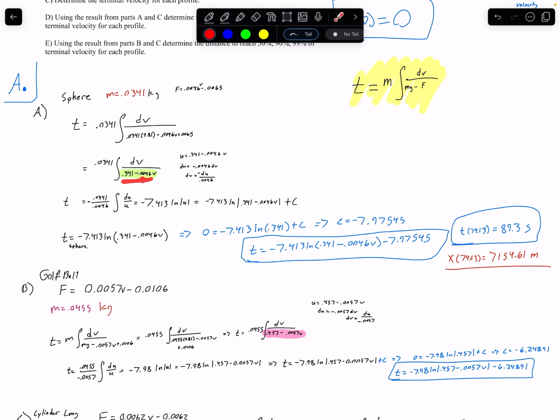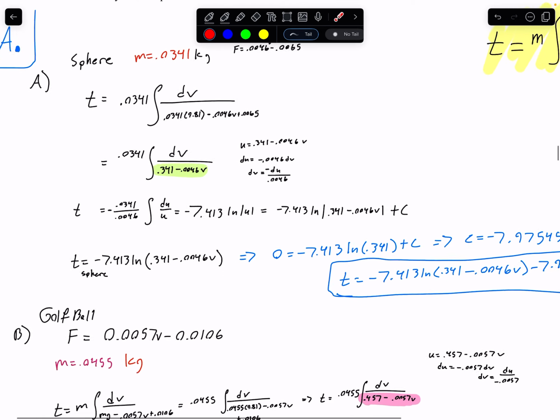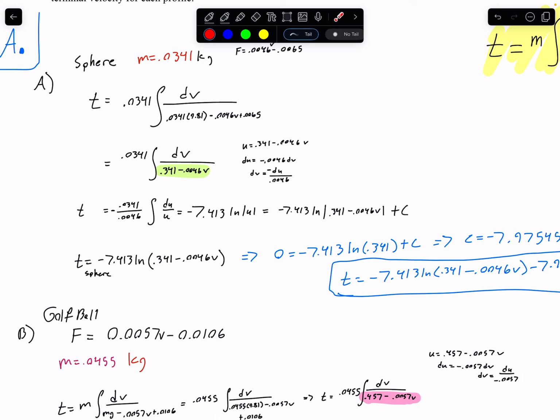So pretty much just making sure we multiply that out and sub in our f for each function, the correct mass and such, and I use u substitution for every single one. U, for this case, u equals 0.341 minus 0.0046v, and we get dv is equal to negative du divided by 0.0046. And so what you find here is that dv is always going to be equal to negative du divided by the number in front of v, or the coefficient, you could say.